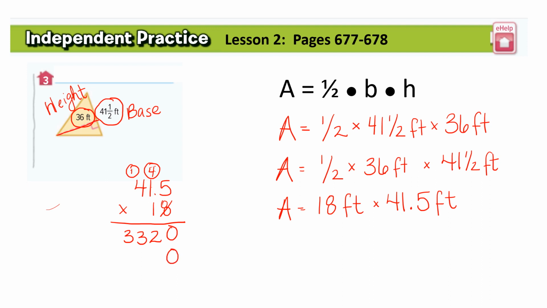I'm done multiplying by the 8. I add a 0. 1 times 5 is 5. 1 times 1 is 1. And 1 times 4 is 4. So I add these numbers together. 5, 6, 7. 3, 4. 4, 5, 6, 7. Now I had 1 decimal place in my problem, so I'm going to have 1 in my answer. So the area equals 747 feet squared.